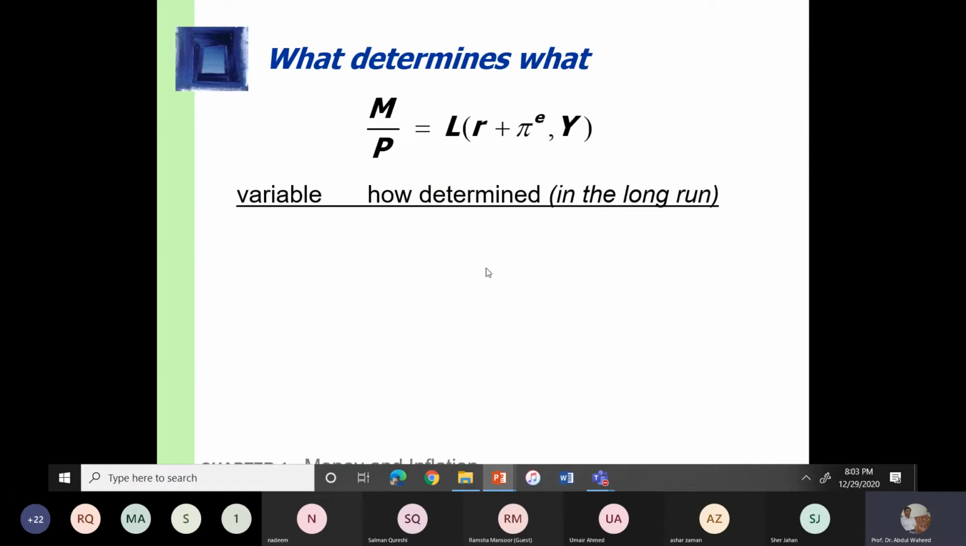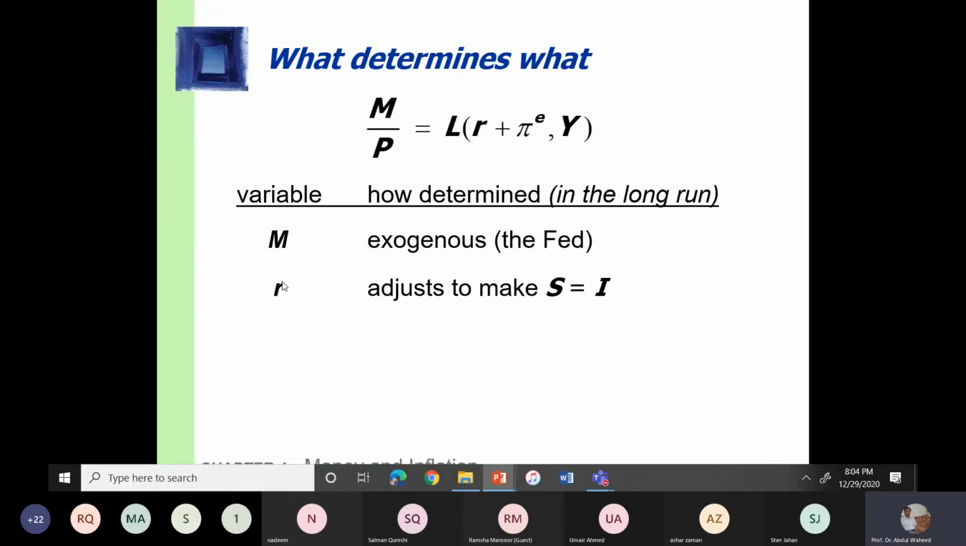Then how would this money supply, which is the nominal money supply, be determined in the long run? The central bank will determine this money supply, and this is exogenous. So this is nominal money supply and this is price level. Nominal money supply divided by price level is real money supply. Now this nominal money supply is determined by the central bank. So in case of Pakistan, the State Bank of Pakistan will determine the nominal money supply.